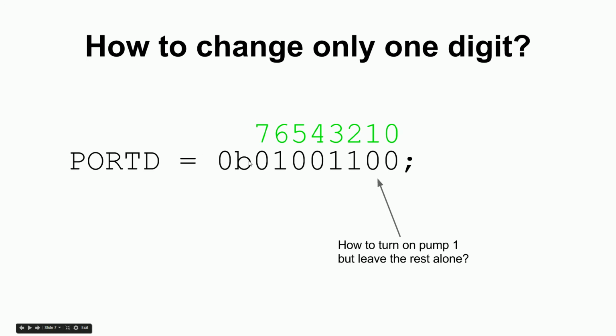Let's say that port D currently equals this, which means pump 6 is on, pump 3 is on, and pump 2 is on. And let's say I'm at a part of the program where I realize I need to turn on pump 1. I don't want to mess anything else up. I want to keep them as they are because they're on for a reason. But I do want to turn on pump 1. So how do I do that? How do I turn on just one bit but leave the rest alone? Well, that's where bit operations or bitwise operations come into play.